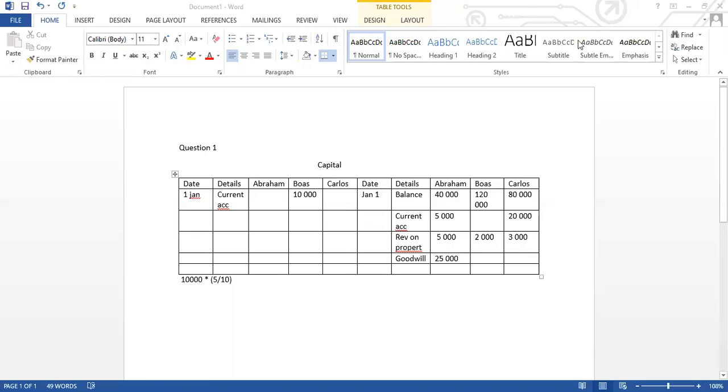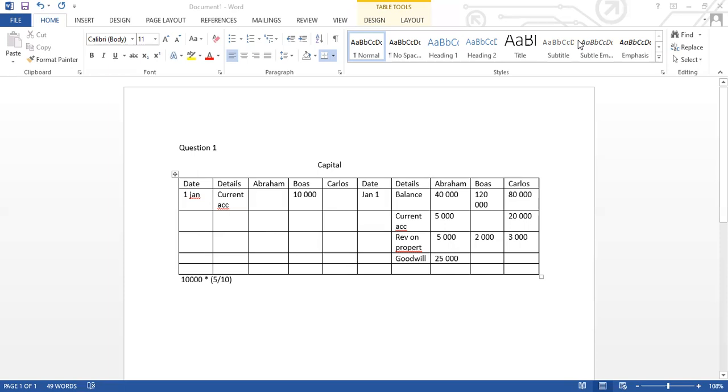Okay, so we are continuing with question 1. The goodwill. I will restart explaining at goodwill. So I said that there are 2 different ways of recording goodwill. Take note of that. 2 ways of recording goodwill. Sometimes you'll be told that goodwill is to appear in the books of the new partnership. And sometimes you'll be told that goodwill is not to appear in the books of the new partnership.